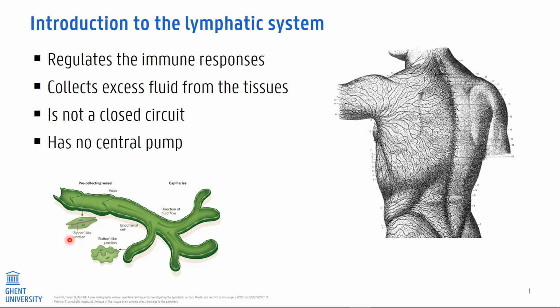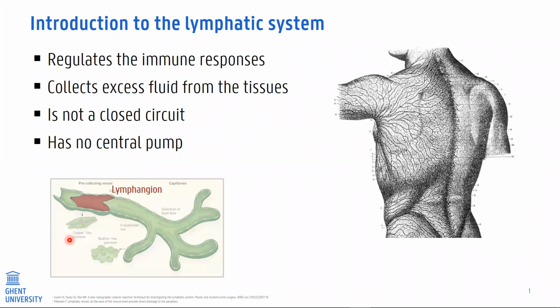Compared to the blood vascular system, the lymphatic system is not a closed circuit and it does not have a central pump. In order to compensate for that, the collecting lymphatic vessels consist of small contractile segments called lymphangions, which are situated in between unidirectional valves that prevent backflow.